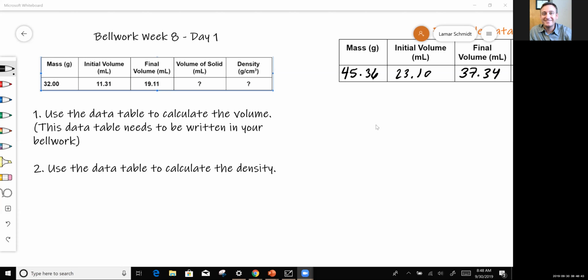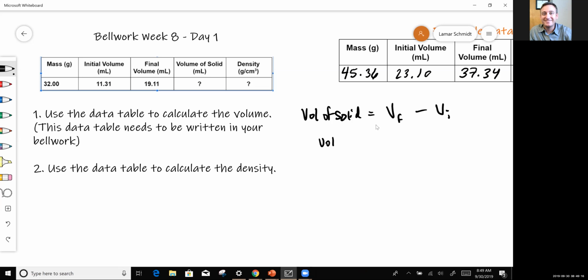And so in order to get the volume of the solid, you have to follow a simple formula. So volume of the solid is going to equal the final volume. And another way of writing this is to say VF, or final volume, minus the initial volume, VI. All right, and so when we subtract those two values, we'll get the volume of the solid.